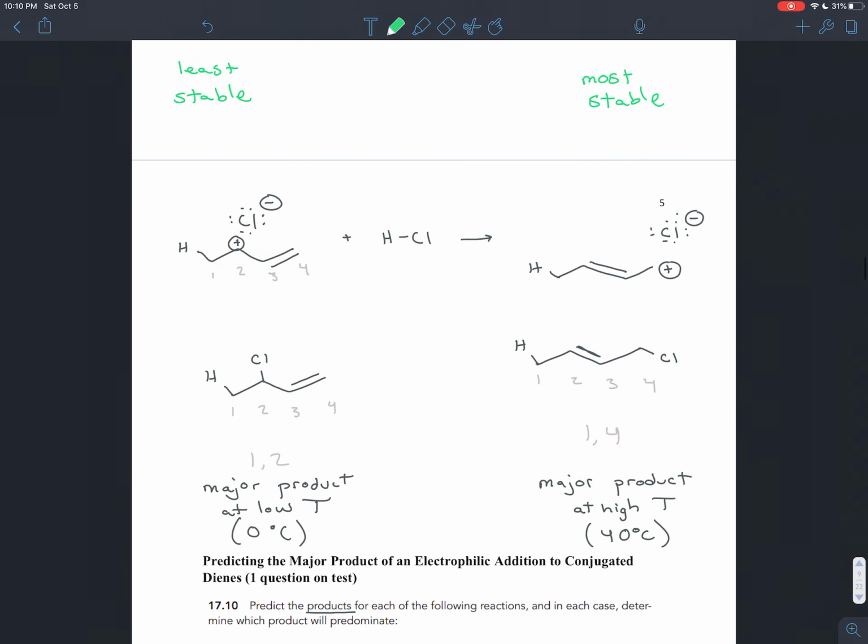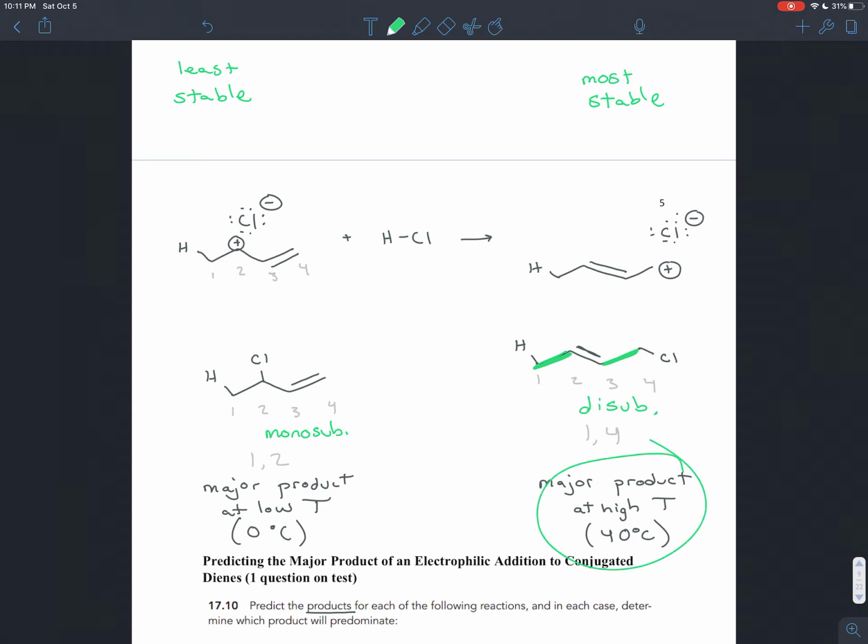So if we go back to our two products, notice the 1,2 product left us with an alkene that was only bonded to one carbon. There was only one carbon attached to the double bond, so that's monosubstituted. Whereas the 1,4 product left us with the carbons in the double bond bonded to two carbons. It's disubstituted. And so the 1,4 product is the more stable product.